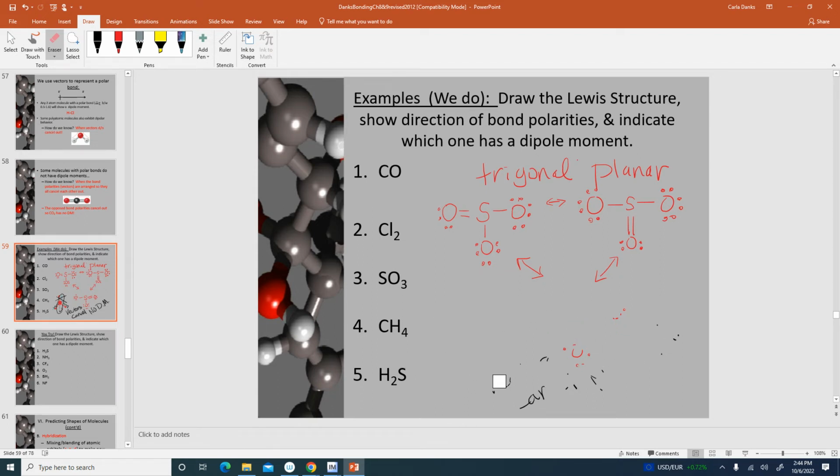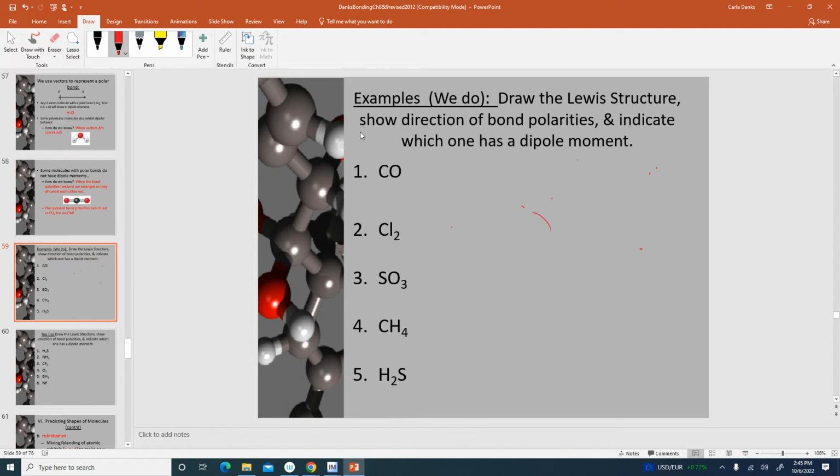All right, let's take a look at the methane. So carbon has 4 valence electrons and the hydrogens have 1 apiece, but there are 4 hydrogens here. So that gives us a total of 8 electrons that are going to be used to bond. So carbon goes in the middle and you put your 4 hydrogens around it. That's 2, 4, 6, 8, and that is your Lewis structure.